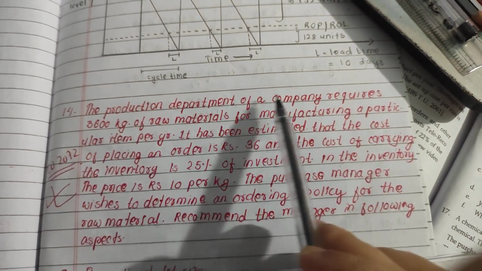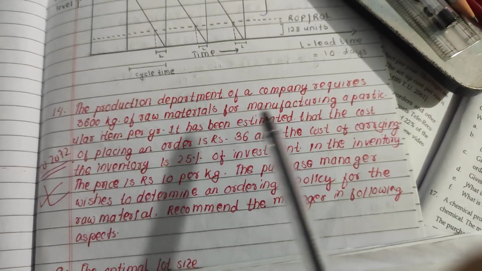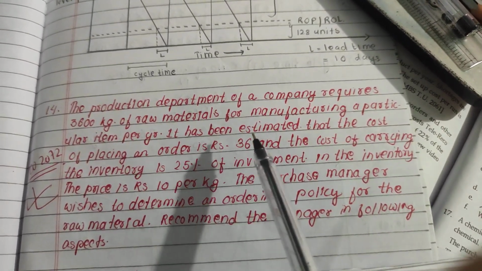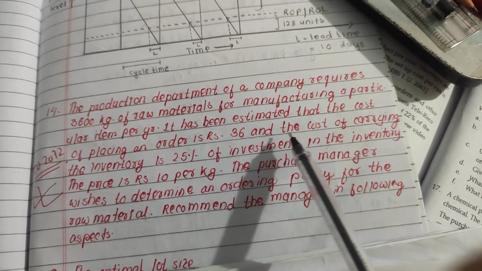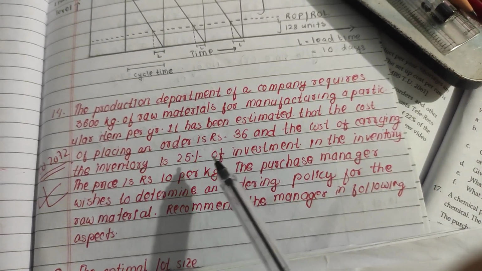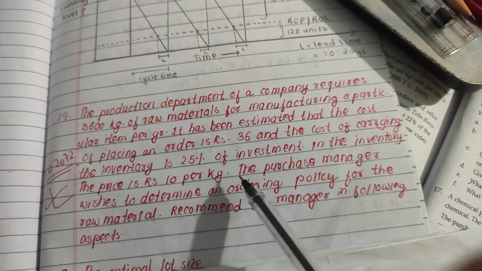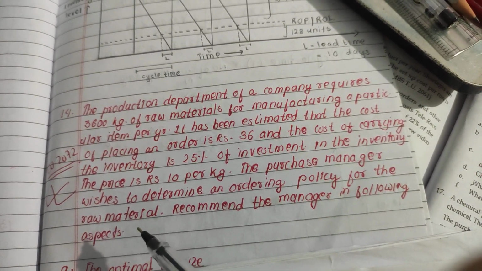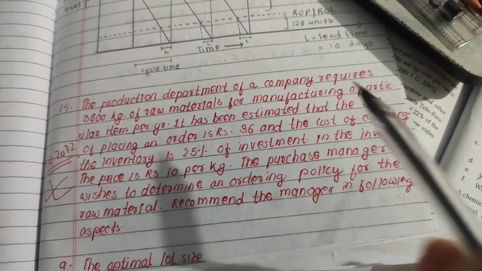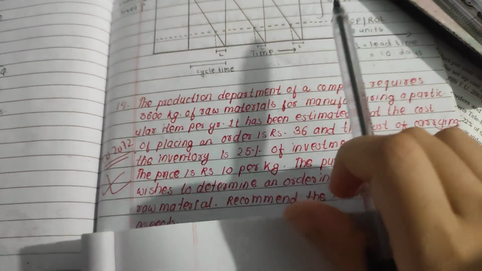The production department of a company requires 3600 kg of the raw material for manufacturing a particular item per year. It has been estimated that the cost of placing an order is rupees 36 and the cost of carrying the inventory is 25% of the investment in the inventory. The price is rupees 10 per kg. The purchase manager wishes to determine an ordering policy for the raw material. Recommend the manager in the following aspects: the optimal lot size and the optimal reorder time.